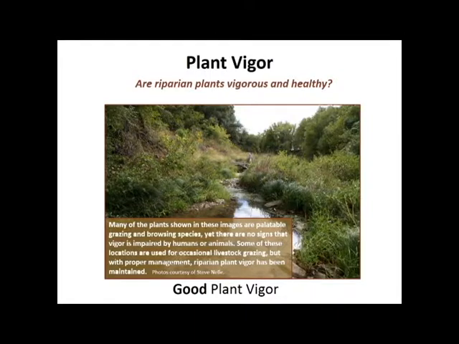Many of the plants shown in these images are palatable grazing and browsing species, yet there are no signs that vigor is impaired by humans or animals. Some of these locations are used for occasional livestock grazing, but with proper management, riparian plant vigor has been maintained.